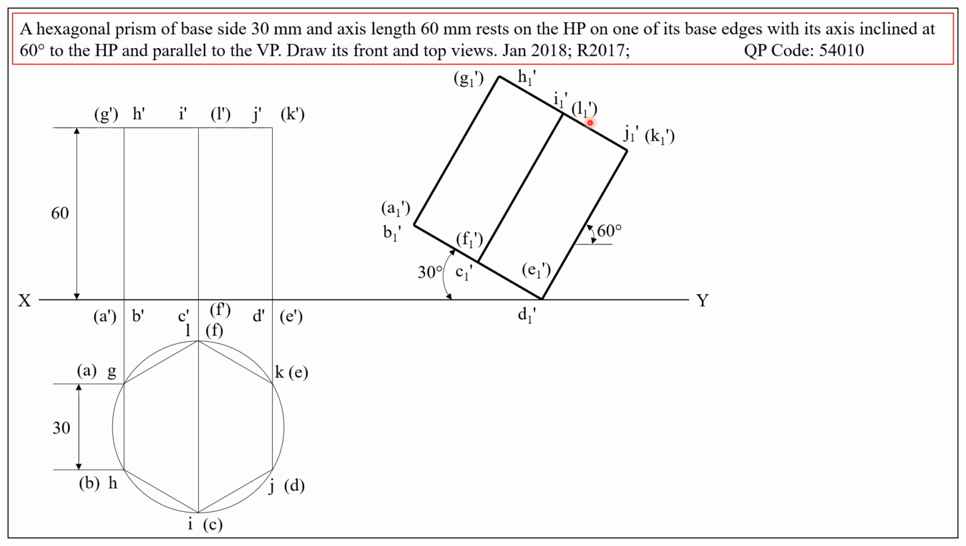So therefore, we oriented the front view obtained for the assumed position at 60 degrees to get the final front view. So what is left? We need to obtain the final top view. So how to do that? Follow the projection technique.